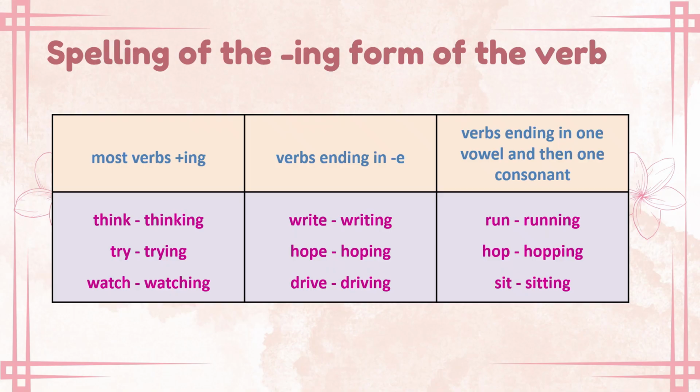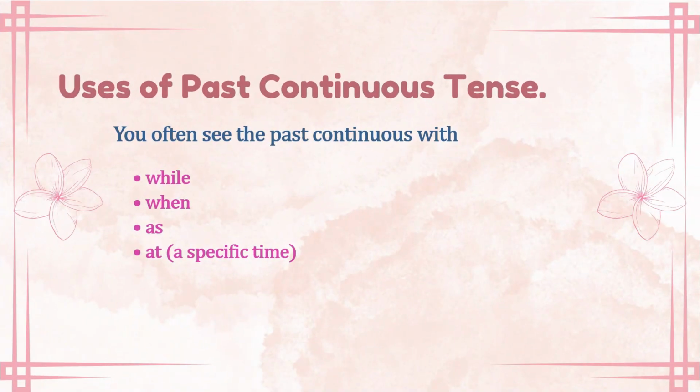And in the last case, when the verb ends with a vowel plus consonant, we will just double the last letter. Let's see the spelling. Run becomes running. In the same way, hop, hopping, sit, sitting. It's not compulsory, but you often see past continuous tense with the words while, when, as, at. Let's see their examples in sentences.